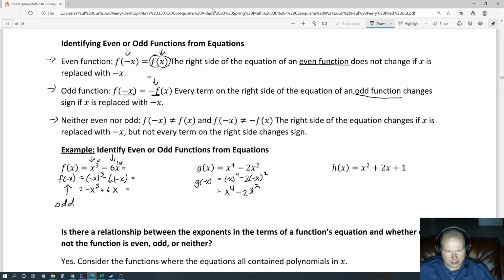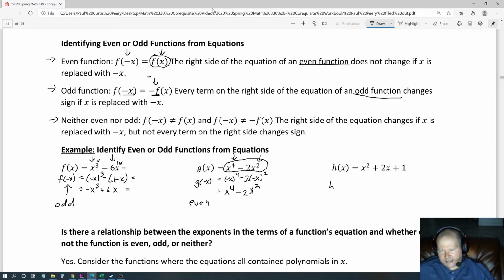Now notice that when I plugged in the negative x, I end up getting back the identical or original equation, right? All the signs are the same. Positive x to the fourth minus 2x squared, I got back the original. So this one must be even. Now notice that that's a fourth power, and that's a second power. Both terms had even powers, and I ended up with an even equation. That's not an accident.